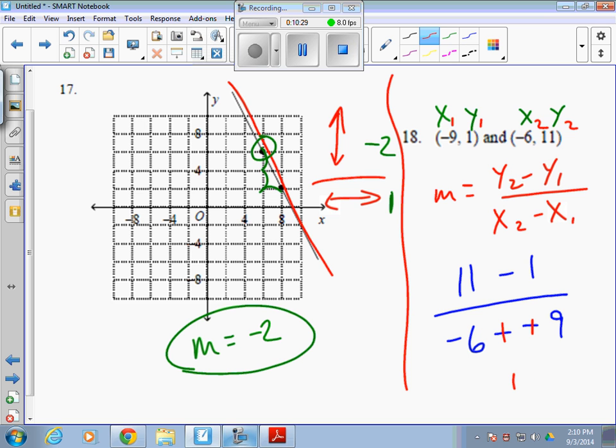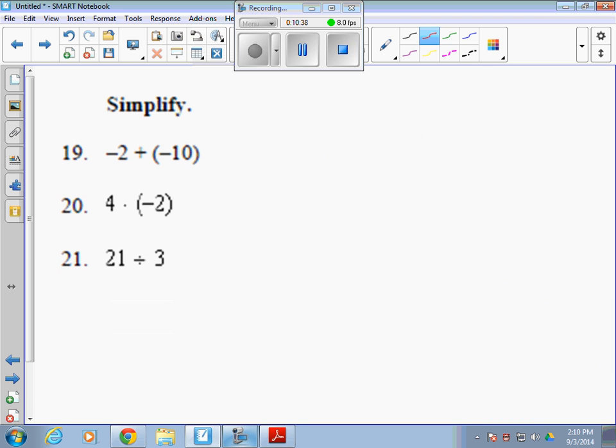11 minus 1 is 10. Negative 6 plus 9 is 3. Your slope of that one is 10 over 3. That means go up 10 and to the right 3 times.